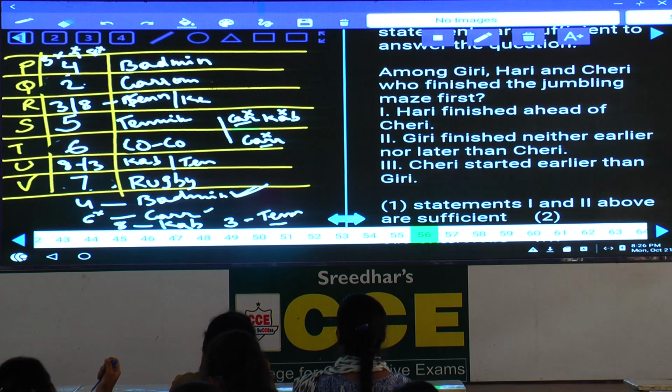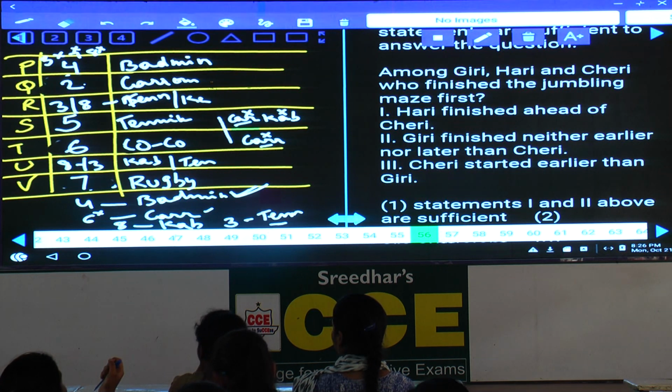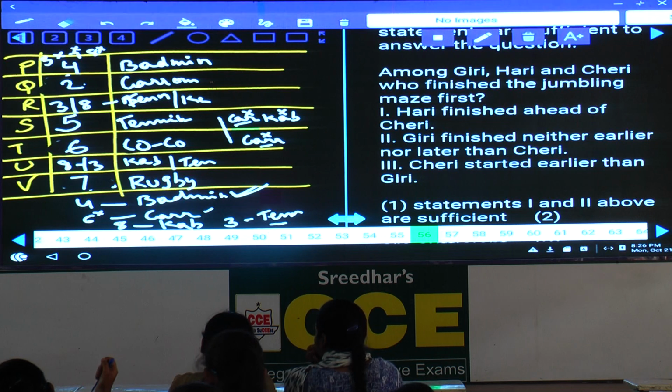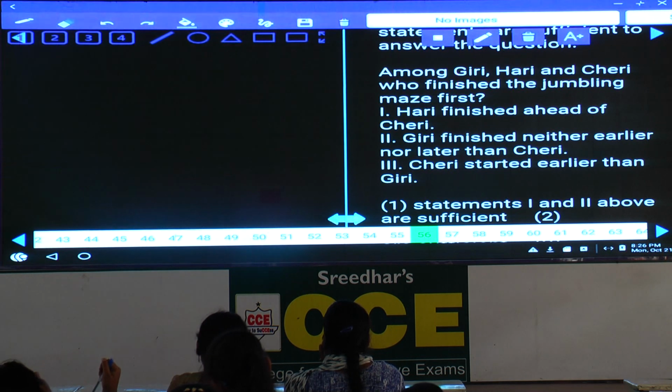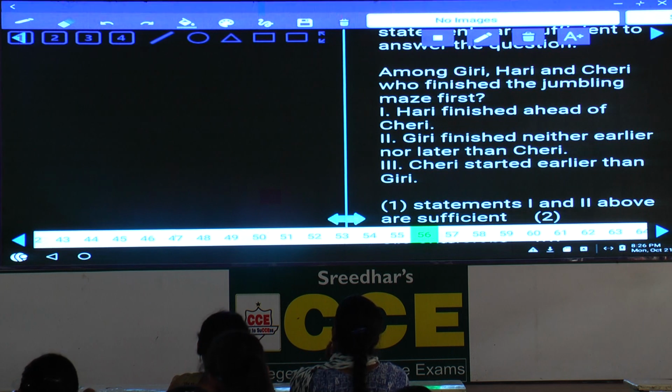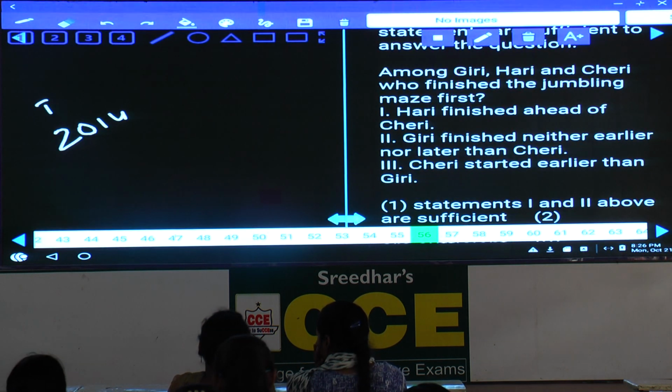Now in these types of questions, if you go through the choices, 1 and 2, 2 and 3, 1 and 3, statements 1 or 2 or 3 alone is sufficient. That is choice 4. Choice 5 is all the 3 are sufficient. Now this model, the first time he has given in 2014 IBPS PO.